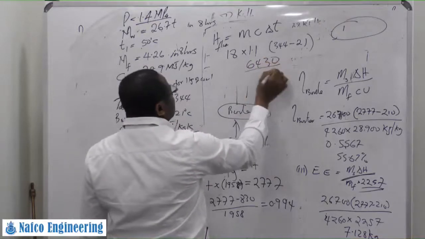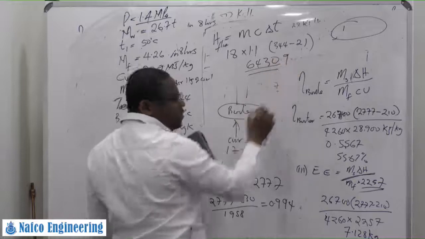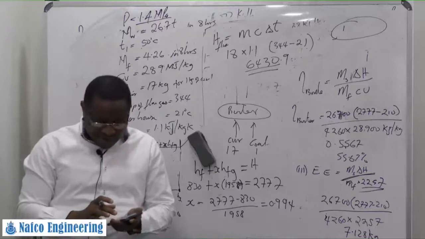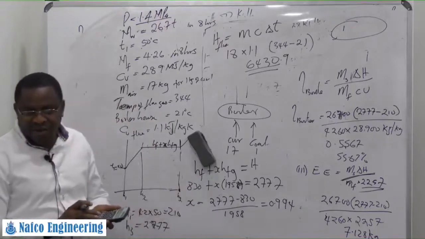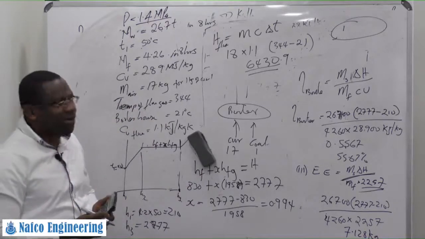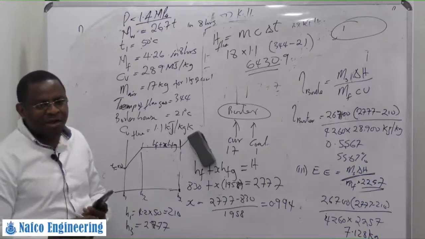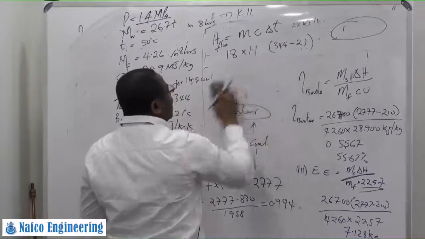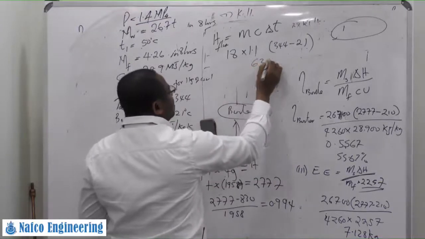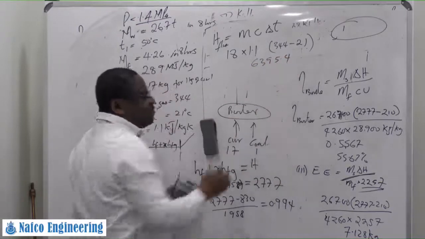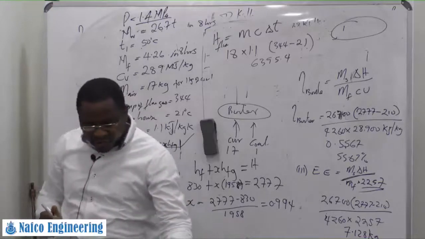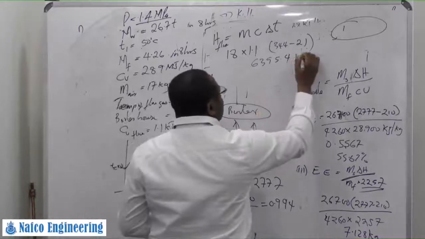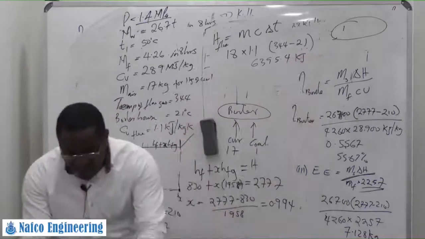6430, right? 0.9. Okay. Yeah. Check. 6395. Where are you getting 64? Are you okay? So it's 6395.4 kilojoule, right? But that's the question. Let's see.